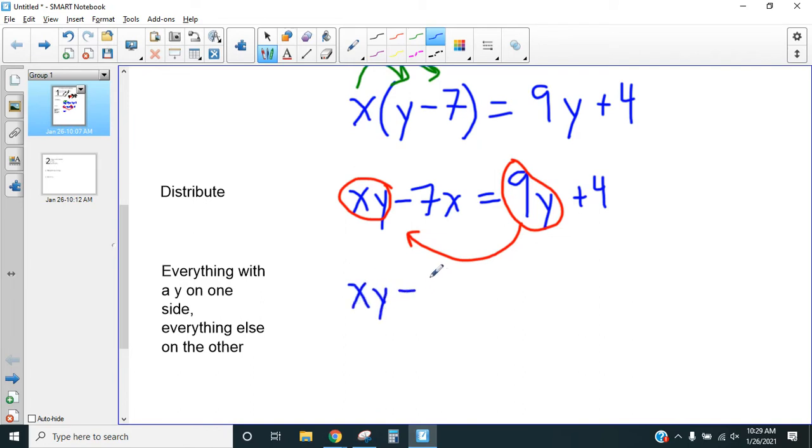Yep, and then minus 9y, like that. I want to move everything else to the other side. Okay? Everything else includes this in the 4. That means this needs to go over there.